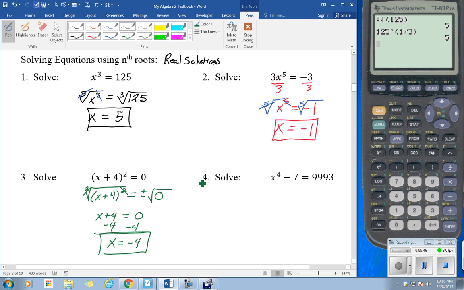All right, number 4, the last one here. We gotta do some manipulation on this one. We would want to start by adding 7 to both sides. We got to isolate the x to the 4th power. So we'll get x to the 4th then equals 10,000, it looks like. Okay, and then we'll just go ahead and get rid of the power.